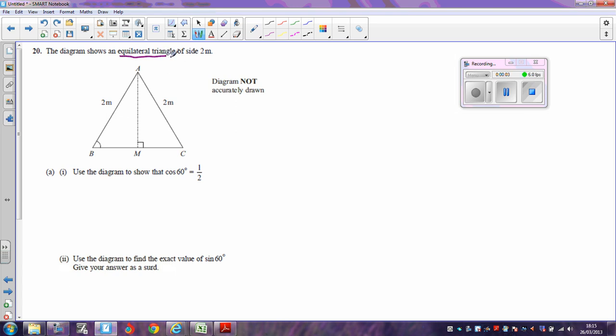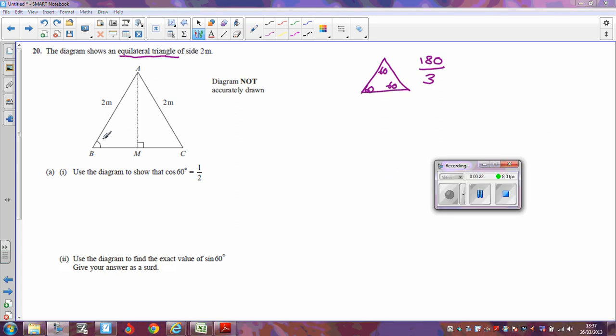We're told that this shape is an equilateral triangle. Something that you should know about an equilateral triangle is that all its angles are equal. And if all of its angles are equal, then each one must be 180 divided by 3, which is 60. So all of the angles in an equilateral triangle are 60 degrees.